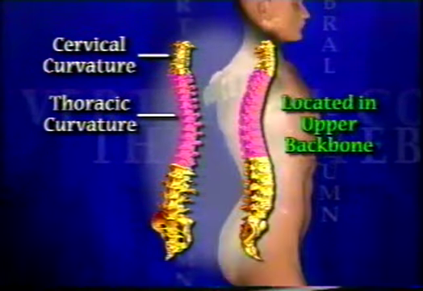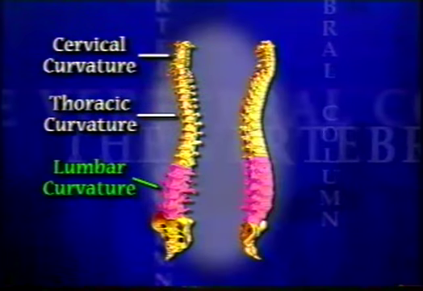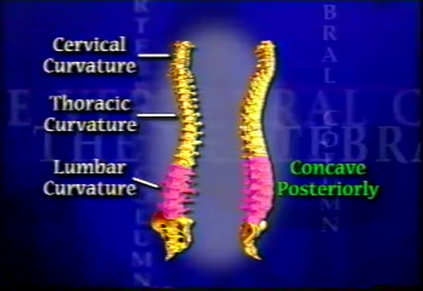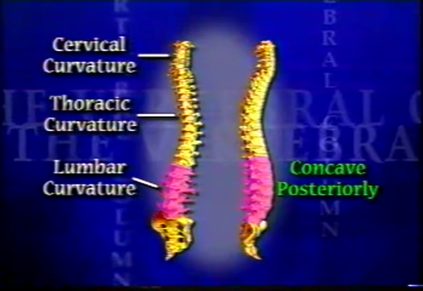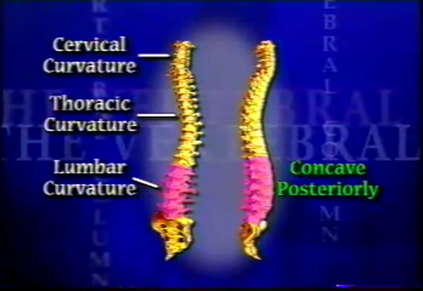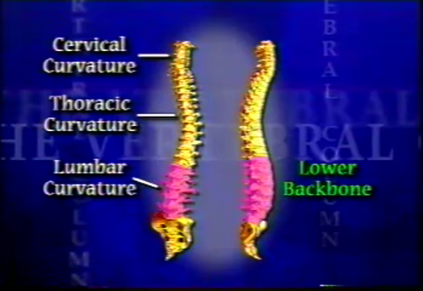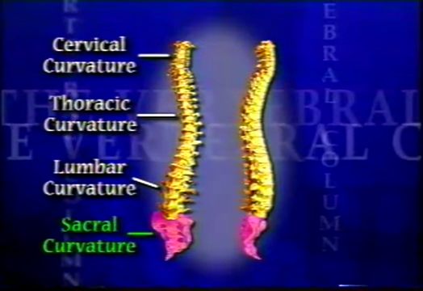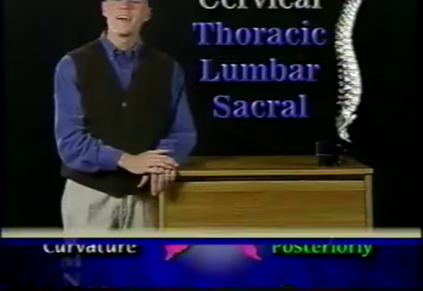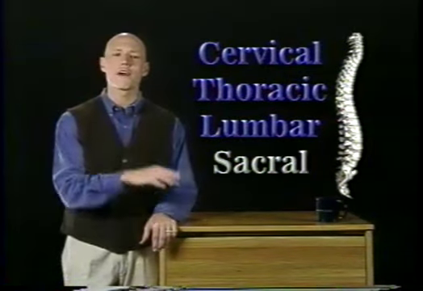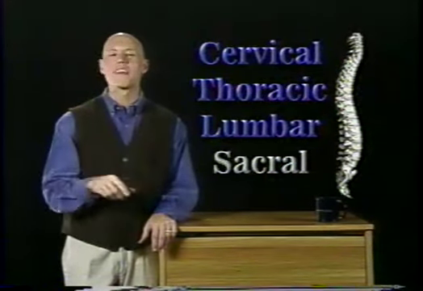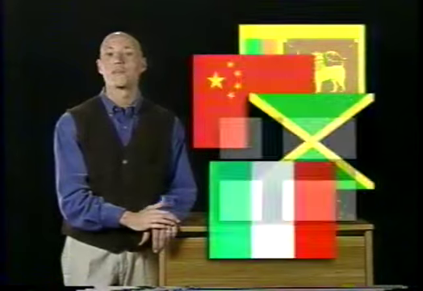This curvature is located in the upper backbone. The lumbar curvature is also concave posteriorly, but this curve isn't formed until we begin to walk upright. This curvature marks the lower backbone. And finally, the sacral curvature is convex posteriorly. These curvatures give our spines an attractive S shape that men and women adore both at home and abroad.